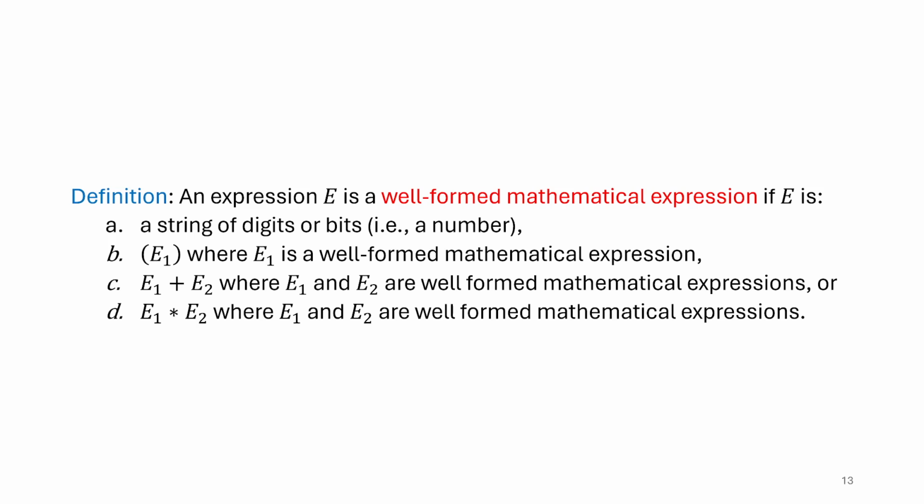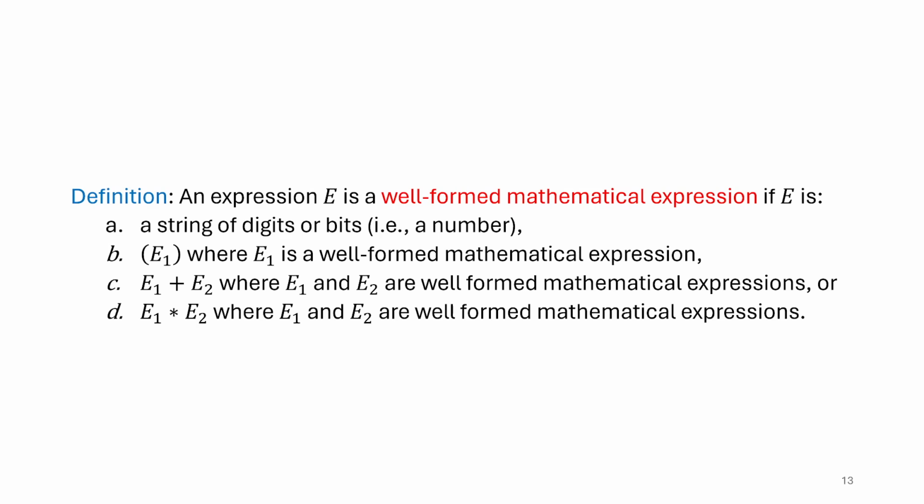Okay, B, if you have another well-formed mathematical expression, E1, and you put brackets around it, that's also a well-formed mathematical expression. So for instance, 42 with brackets around it is a well-formed mathematical expression. It's a bit redundant, but it is one, okay? Next is if you have two well-formed mathematical expressions, E1 and E2, and you put them together in a sum, you get a well-formed mathematical expression.